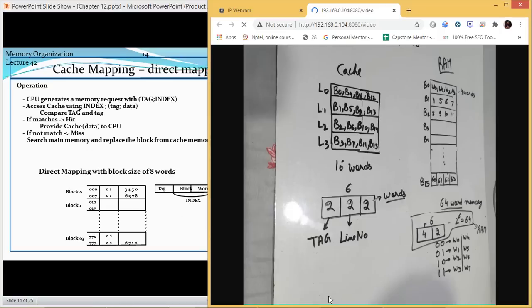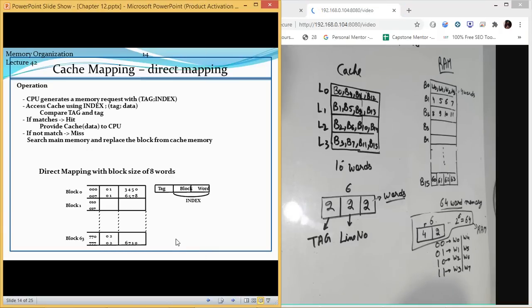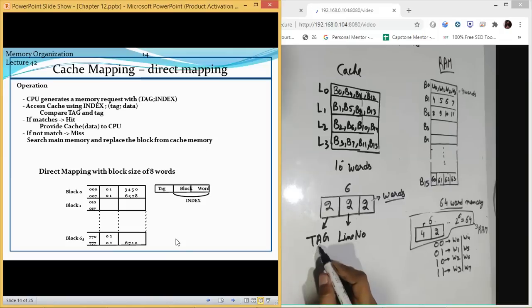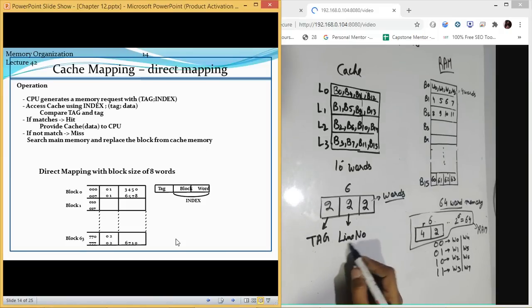In your slide, it is given as tag. Instead of writing it line number, they have divided it into 2 parts.